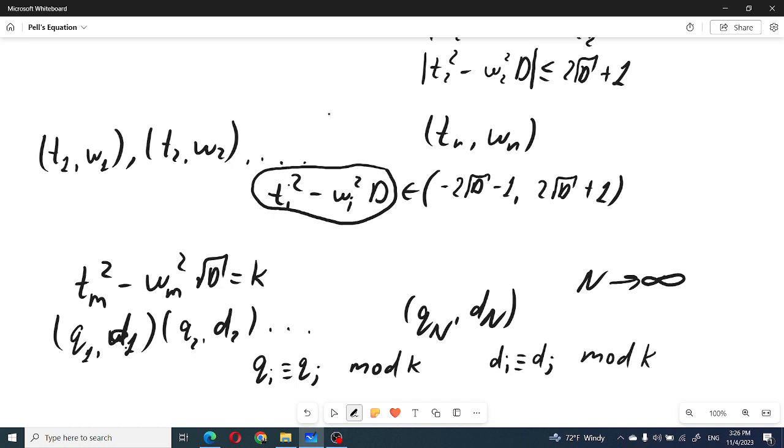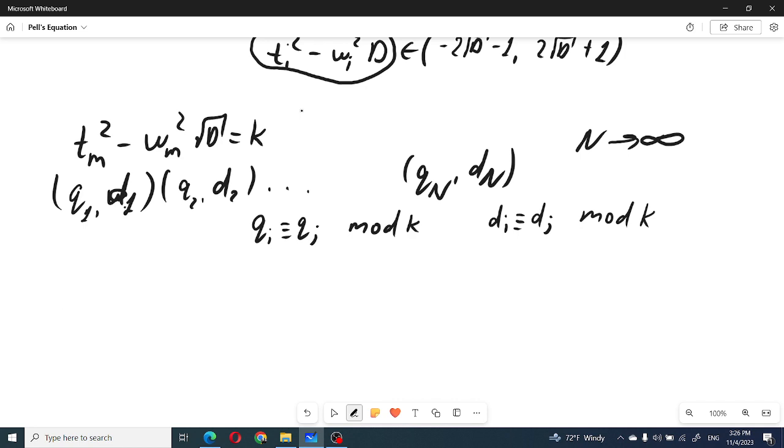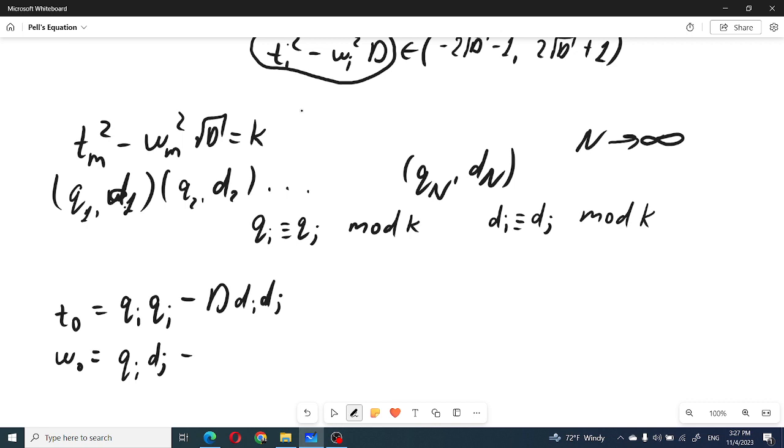Now we are also using Dirichlet's theorem, and from this point we need to generate new numbers t0 and w0, which will depend only on qi and qj. t0 will be qi times qj minus d times di times dj, and w0 must be qi times dj minus qj times di. If we look at t0 square minus d w0 square, we get that this number equals k square.